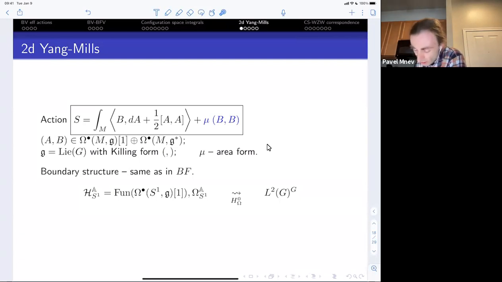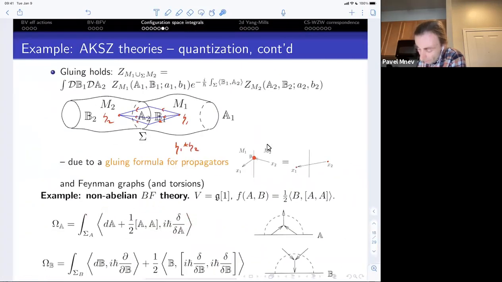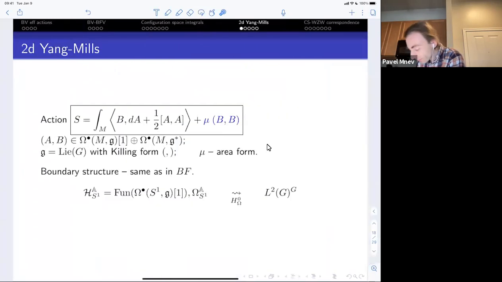The boundary structure here is exactly the same as in non-abelian BF, so that part just doesn't notice the area form at all. In particular, the space of states on a circle with a fixed polarization is functions of the A field on a circle with the differential that I wrote a couple of slides before. And you can calculate the cohomology of this differential.